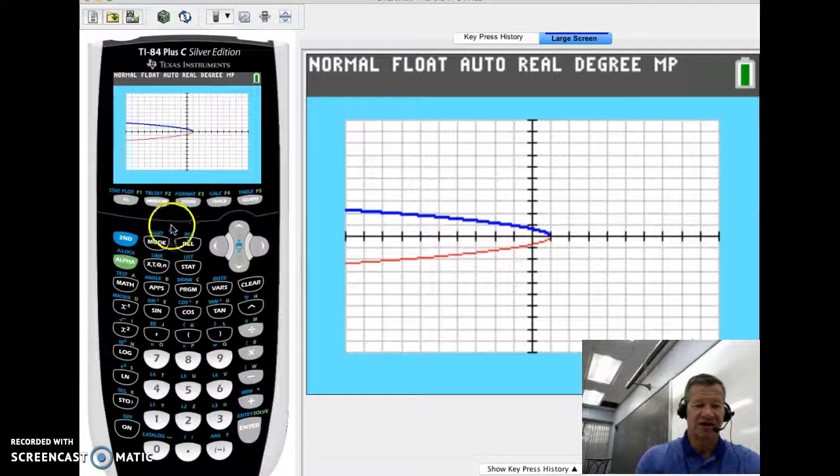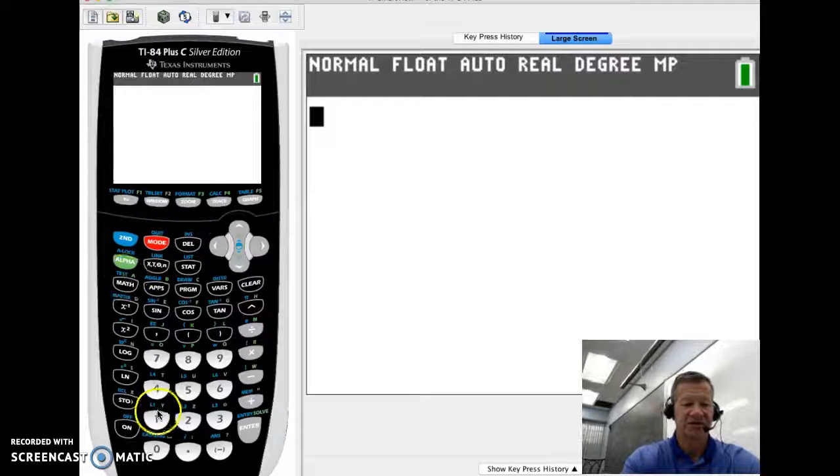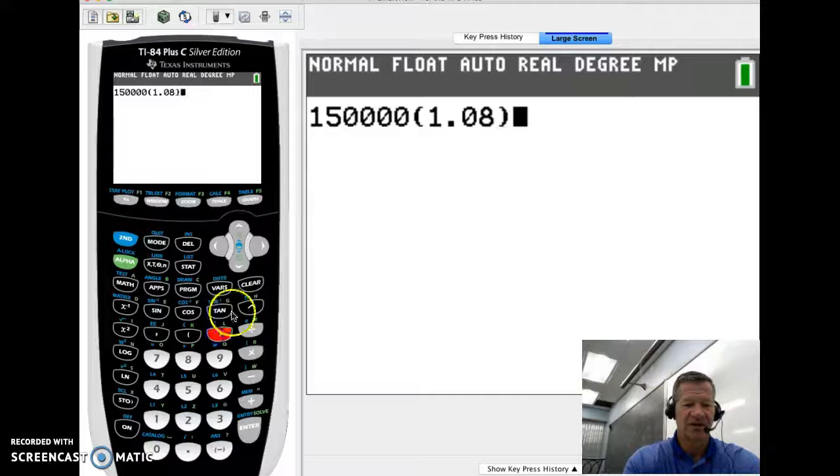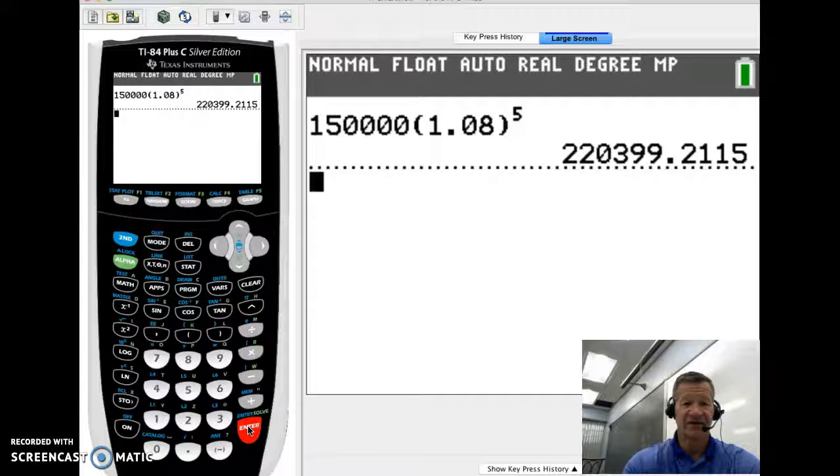So there's my calculator. I have to go back to my home screen, and let's type that in. 150,000, 1, 2, 3, 4 zeros, times 1.08. Then we hit our caret key. Remember, yours is on the other side of the calculator, to the fifth power. If you don't get something higher than 150,000, you know you're making a mistake. Now, it said round to the nearest thousand. So we got 220,399. Here's the thousands place, this zero. We go ones, tens, hundreds, thousands.